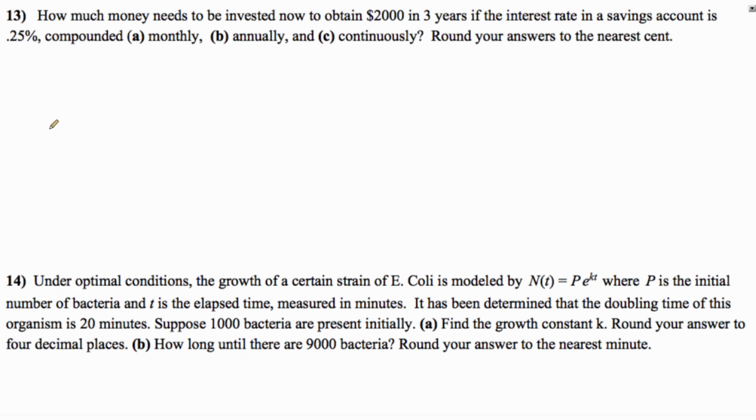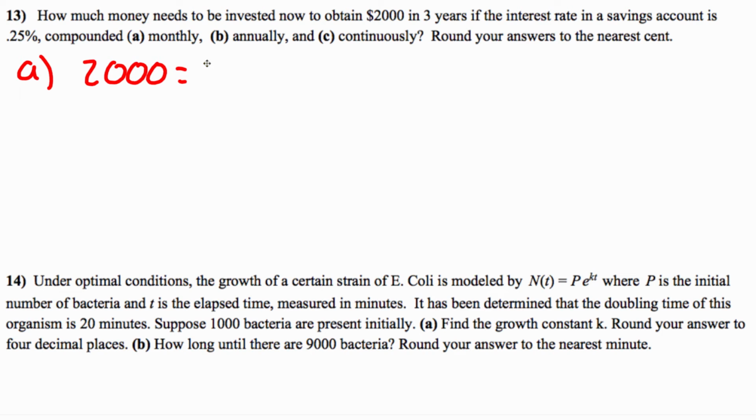Taking a look at number 13, we want to figure out how much money we need to invest to get $2,000 after 3 years. Our savings account is going to have an interest rate of 0.25%, and we're going to do 3 different things. We're going to have compounded monthly, compounded annually, and then compounded continuously. So if we start with part A, compounding this monthly, we want to have the $2,000. So that's going to be our A value on the left-hand side.